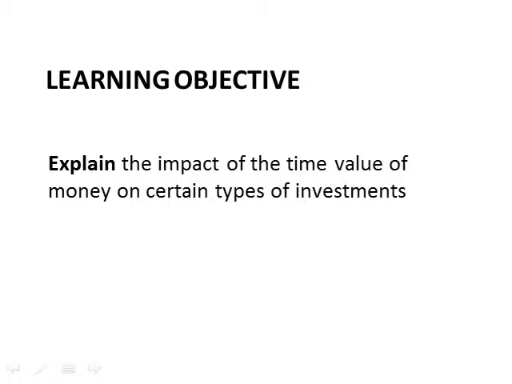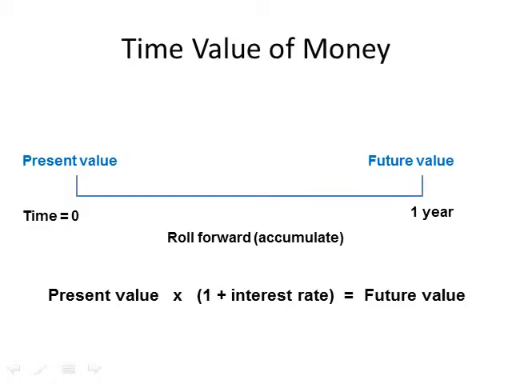This learning objective is to explain the impact of the time value of money on certain types of investments. The term time value of money refers to the fact that money earns interest over time. Interest is the cost of using money. To borrowers, interest is the fee paid to the lender for the period of time. To lenders, interest is the revenue earned from allowing someone else to use our money for a period of time.